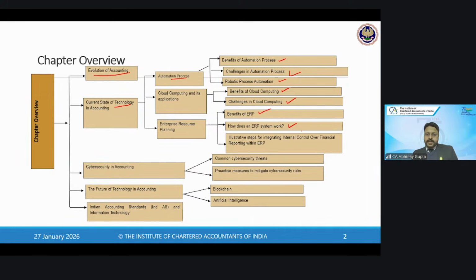And then there are certain steps we need to follow for integrating internal controls over the financial reporting process within the ERP, right? So these are the things which we'll learn today.